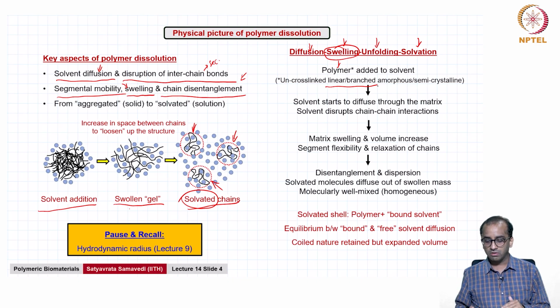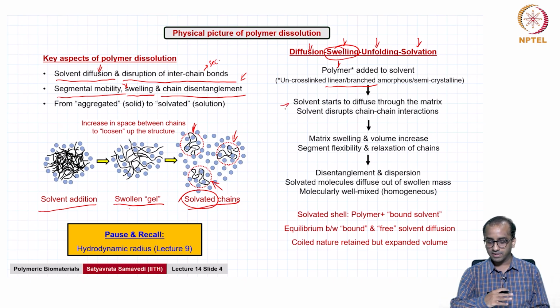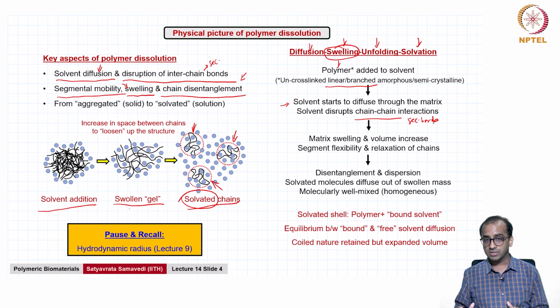So, when you add solvent, what happens is solvent starts to diffuse through the matrix, and as it starts diffusing, the solvent disrupts chain-chain interaction. These are secondary bonds that exist between the chains, and those interactions are disrupted.